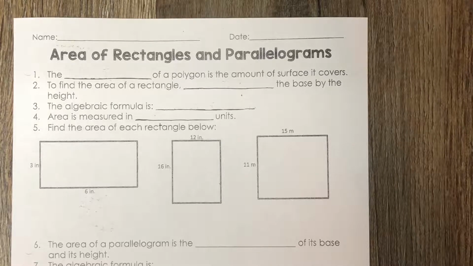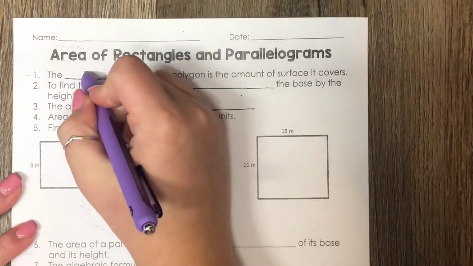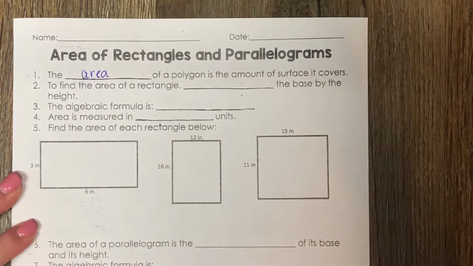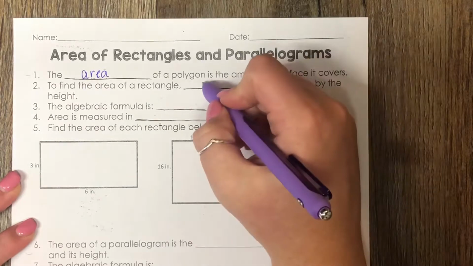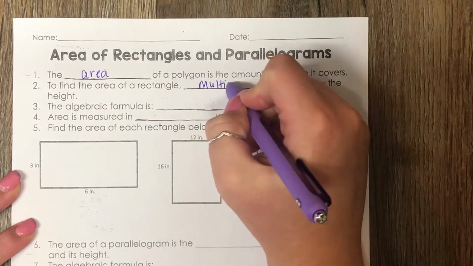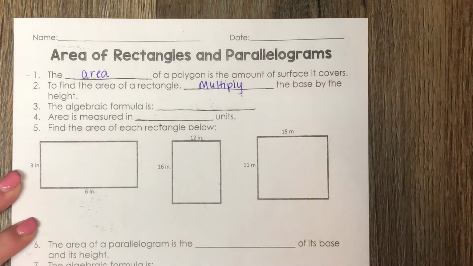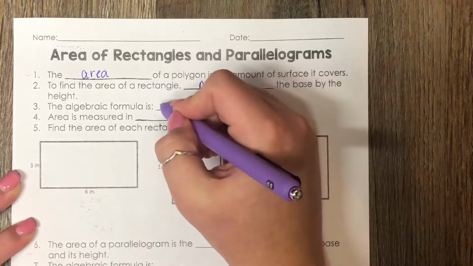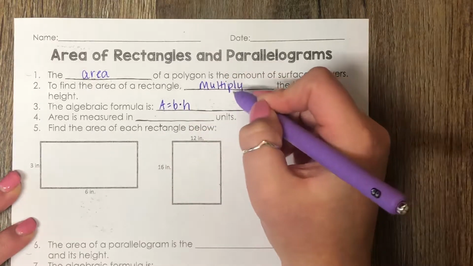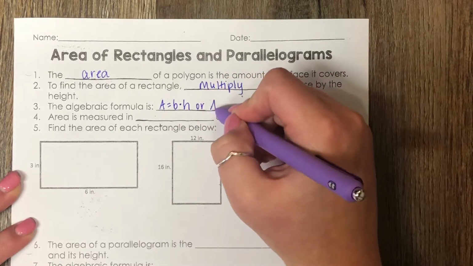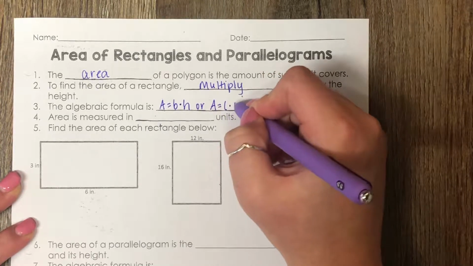Today we're going to talk about the area of rectangles and parallelograms. The area of a polygon is the amount of surface it covers. To find the area of a rectangle, multiply the base by the height. The algebraic formula is area equals base times height, or area equals length times width.